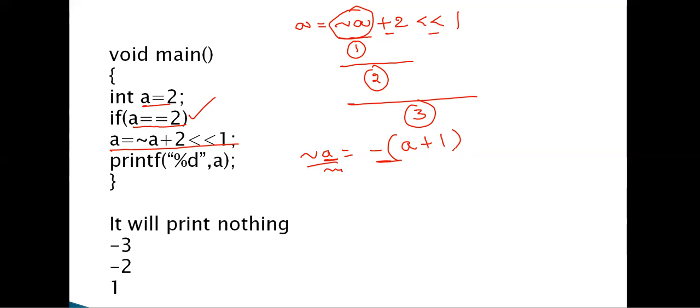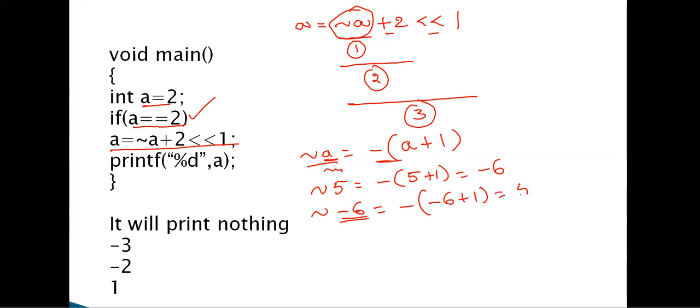Why? Generally, in bit representation, the last bit is reserved for the sign. Suppose previously we have 0, that is a positive sign. If it is converted into 1, then it becomes negative. For example, tilde 5. What is the value? Simply minus of 5 plus 1, that is minus 6. For example, tilde of minus 6. What is the value? Minus of minus 6 plus 1, that is minus of minus 5, which is 5. So observe, both match or not?